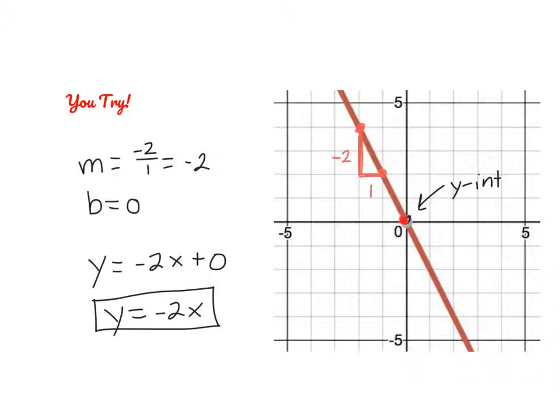You can also see that our y-intercept is at 0, 0, so our b value is 0. Now, when you do y equals mx plus b, it's okay to show this in a step, but we never really say +0 or -0, so our final answer should just be y equals -2x.